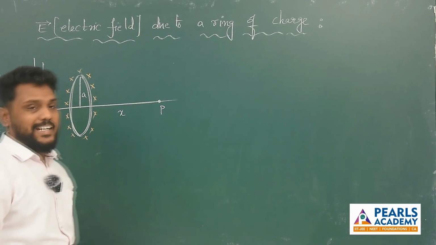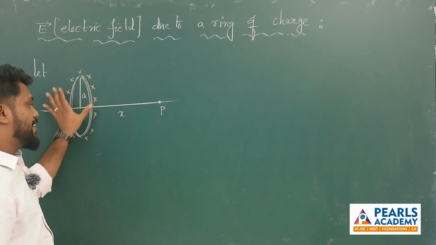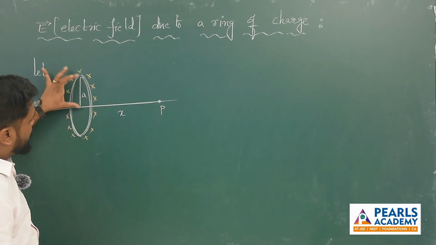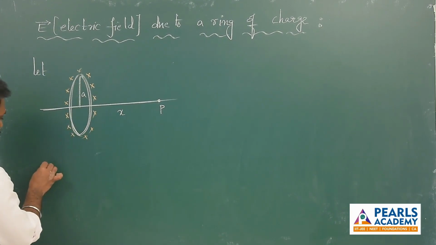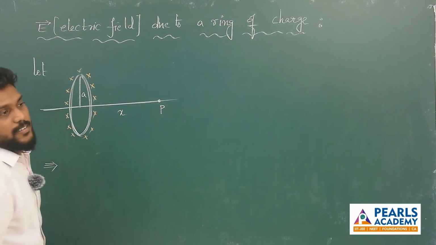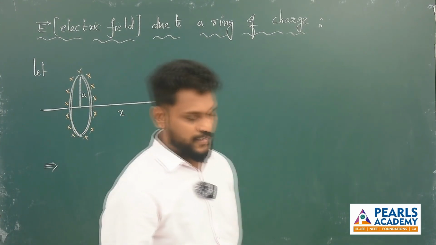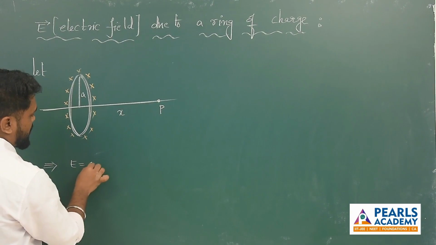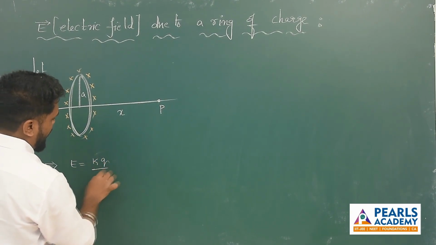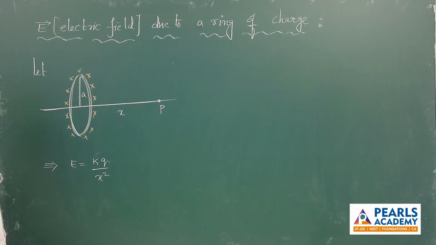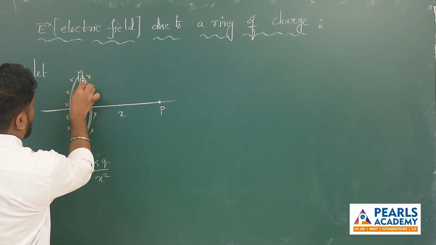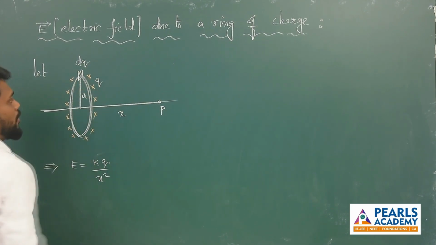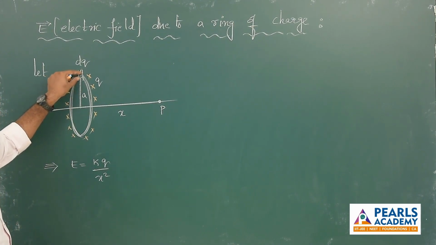Now we are going to calculate the electric field produced by this ring at any point P which is at distance x from its center, and the radius of the ring is A. We can do this derivation using the concept of point charge electric field. As we know, electric field due to a point charge at distance r is K Q by r square. Let me imagine a point charge dq on its topmost edge, where the total charge is Q.